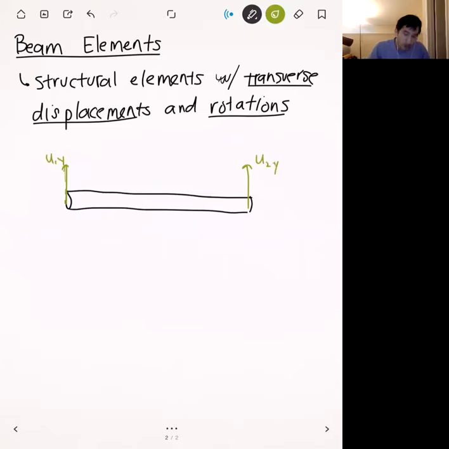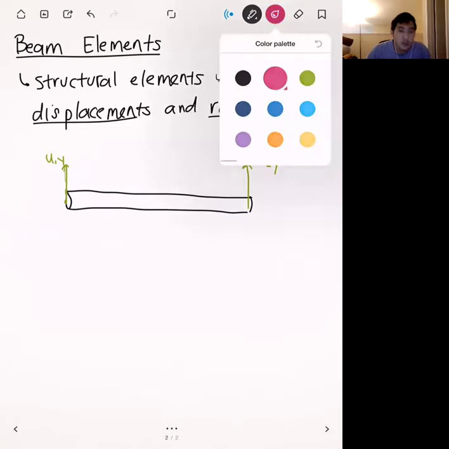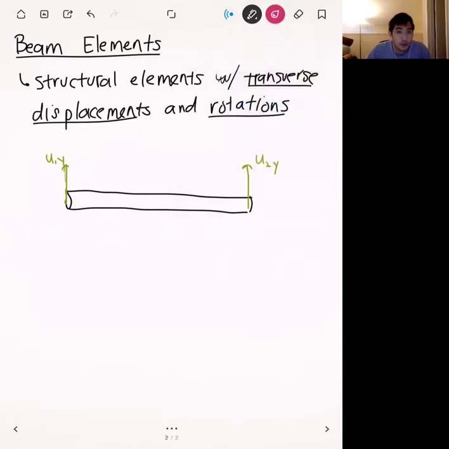accordingly. Right? And so usually we call the left node, node 1. The right node we call node 2. And so the transverse displacement at node 1, we call it U1Y. And then in addition to this, of course, we have rotations as well. Okay? And so rotations, you can almost think of them as changes in orientation or changes in slope at the two nodes in the element. Okay? And so we usually denote those theta 1 and theta 2.